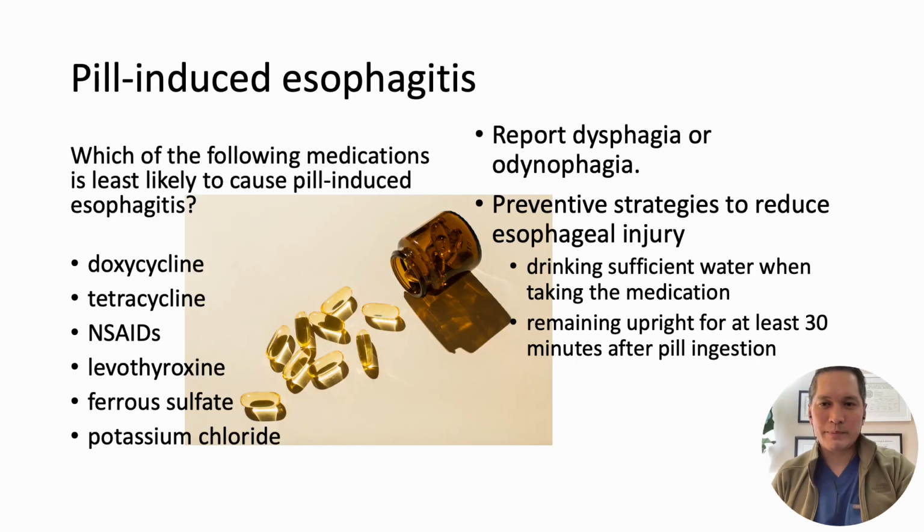So which of the following medications is least likely to cause pill-induced esophagitis? Is it doxycycline, tetracycline, NSAIDs, levothyroxine, ferrous sulfate, or potassium chloride? The least likely is levothyroxine, since in pill-induced esophagitis, the medications strongly associated, and high yield for your exam, are doxycycline, NSAIDs, ferrous sulfate, tetracyclines, and potassium chloride.